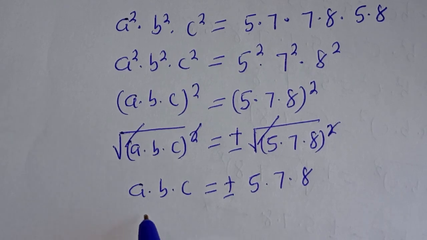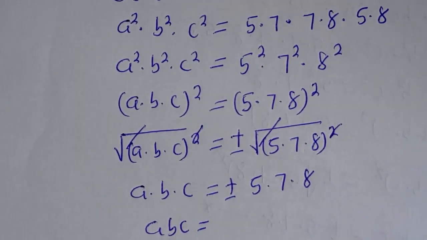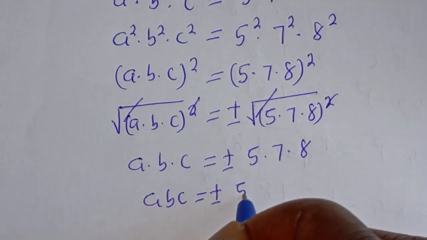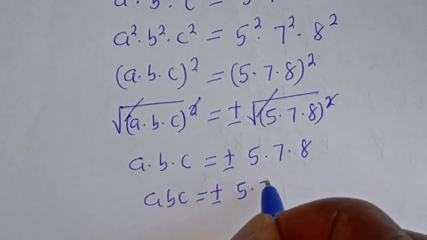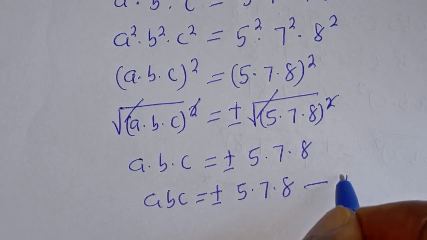Therefore, ABC is equal to plus or minus 5 multiplied by 7 multiplied by 8. Let's call this equation 4.